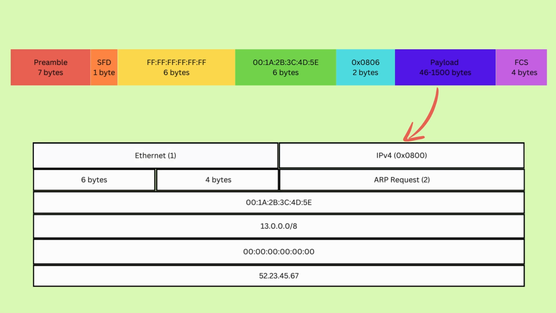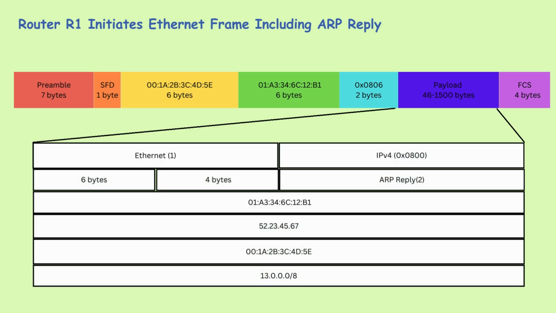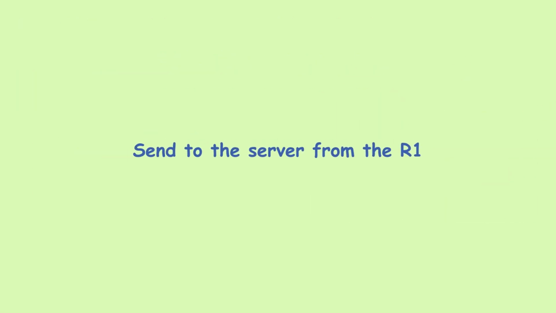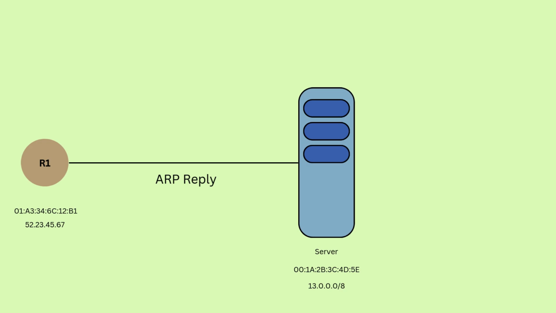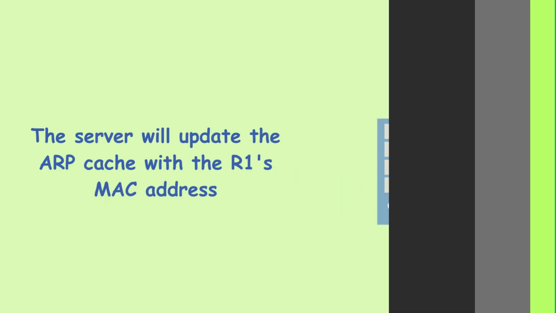After the R1 router receives that ARP request, it first checks whether that frame was sent for the R1 router's IP address. If so, it reads the data further and is ready to send an ARP reply containing its MAC address to the server. Then, the server will update the ARP cache table with R1's MAC address.